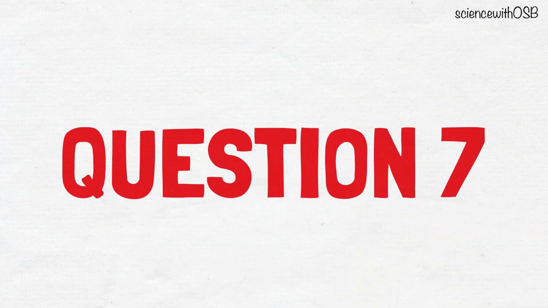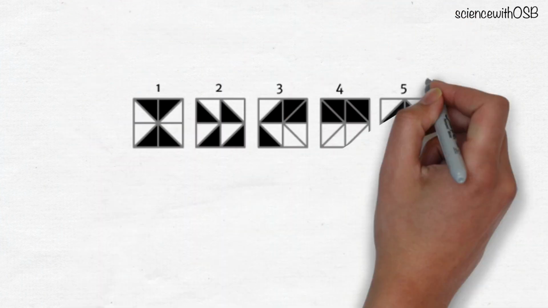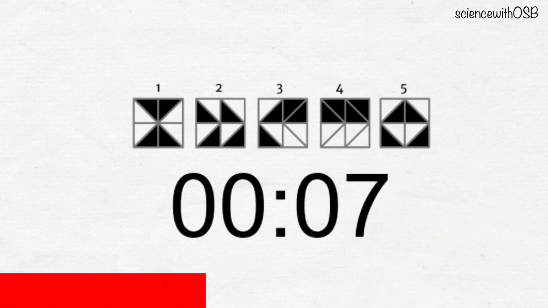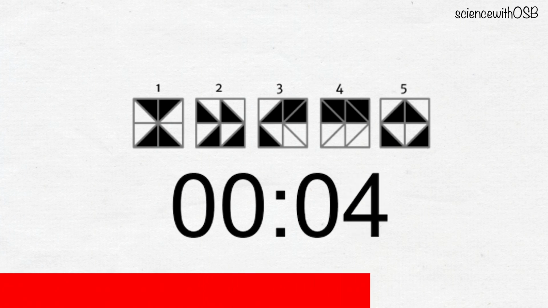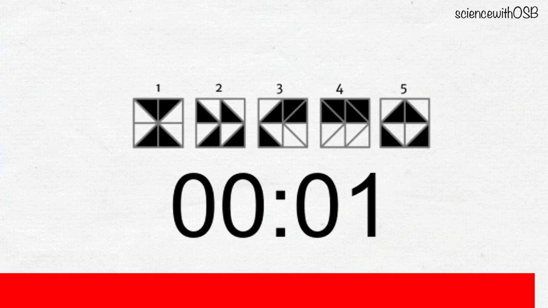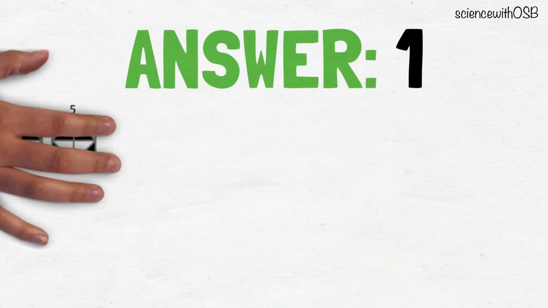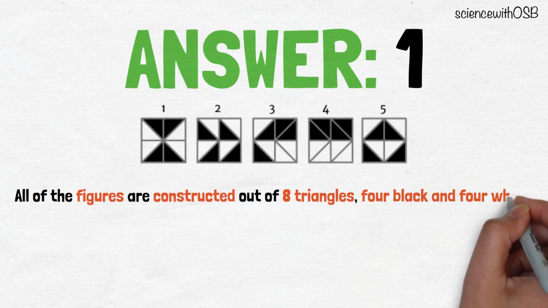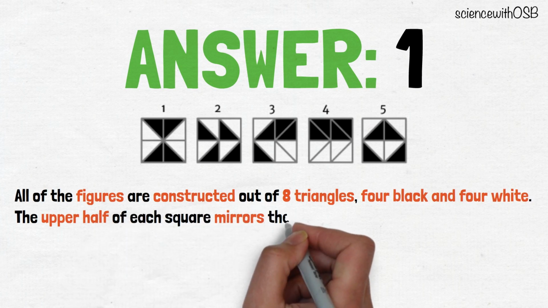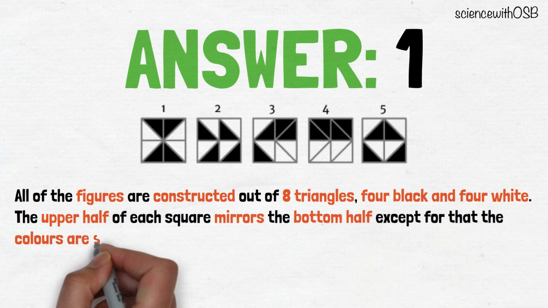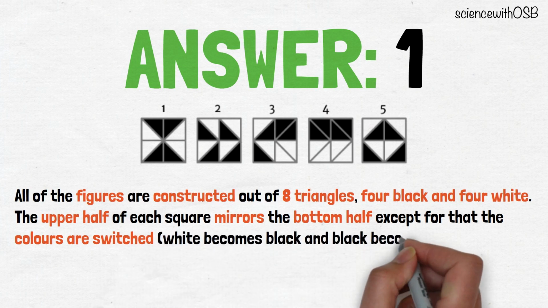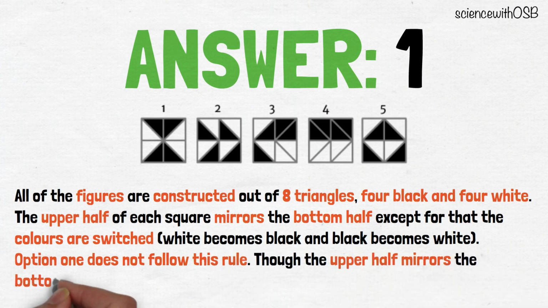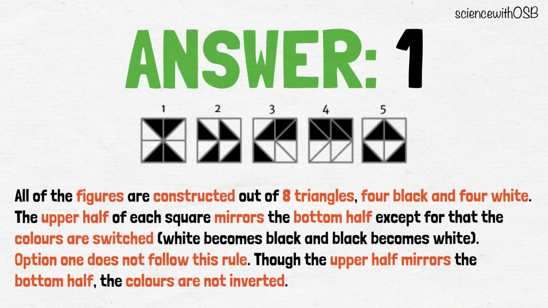Question number 7. Look at these shaded shapes and choose the odd one out. The correct answer is 1. All of the figures are constructed out of 8 triangles, 4 black and 4 white. The upper half of each square mirrors the bottom half except that the colors are switched. That is, white becomes black and black becomes white. Option 1 does not follow this rule. Though the upper half mirrors the bottom half, the colors are not inverted.